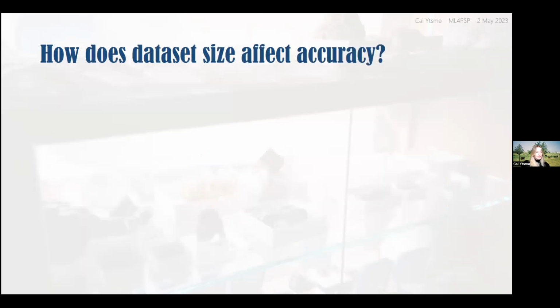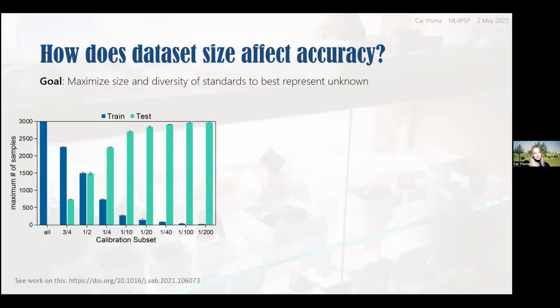So just to say, yeah, there's a lot of things you can consider, but if you think about what you want from your data and what you're doing with it, it makes it easier. Moving on to how data affect model accuracies. Well, if you remember, the goal of any calibration is to choose standards that are most representative of the unknown. Therefore, a model should improve as it gets bigger and more diverse.